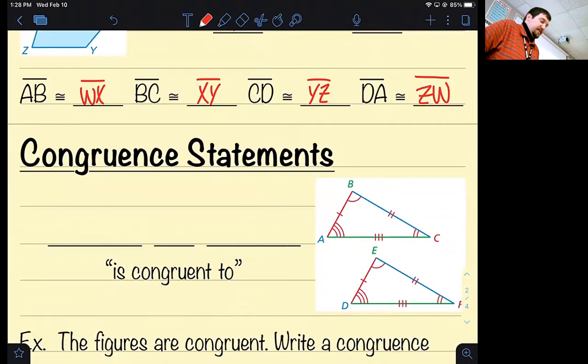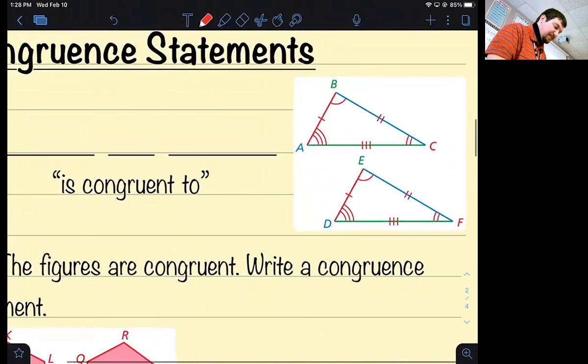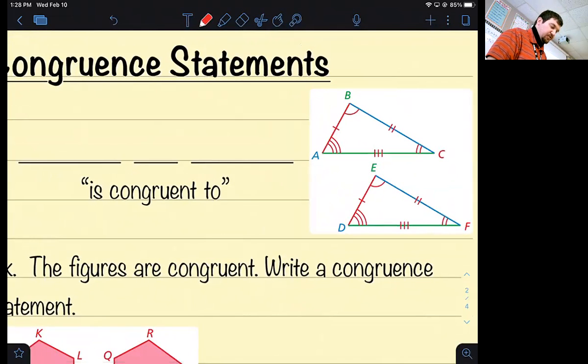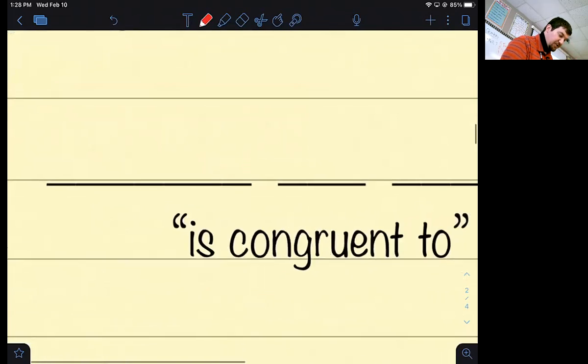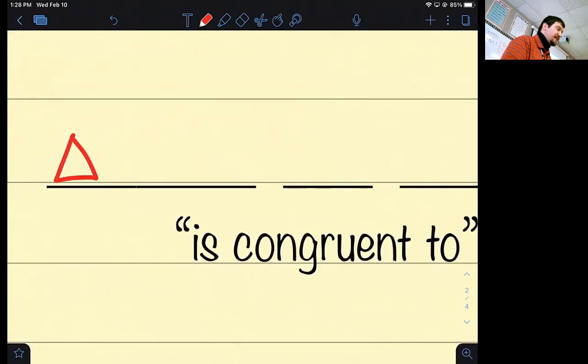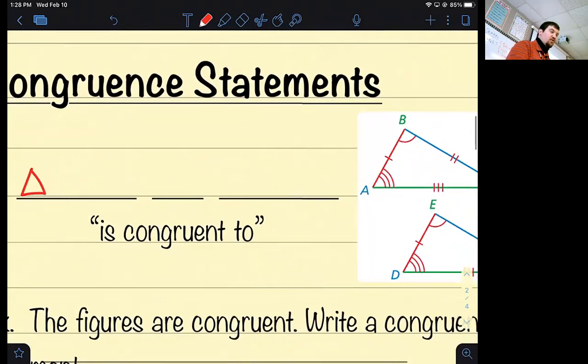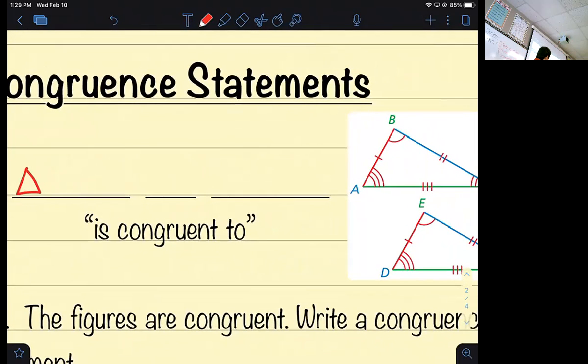So writing a congruent statement, I just told you that the order matters. Here we have two triangles, and I'm supposed to write a congruent statement for these triangles. Because geometry uses so many abbreviations, instead of writing out the word triangle, I can actually use a triangle symbol. It doesn't even have to look like the triangle that I have. This is just a basic triangle. But that little symbol means triangle. And now instead of talking about three angles, I know I'm talking about an actual shape.